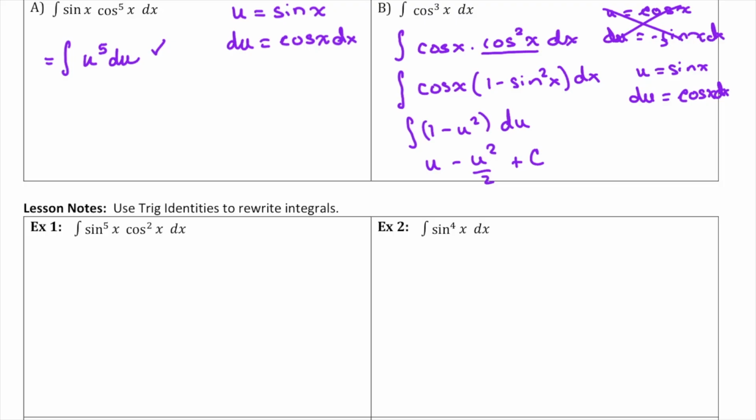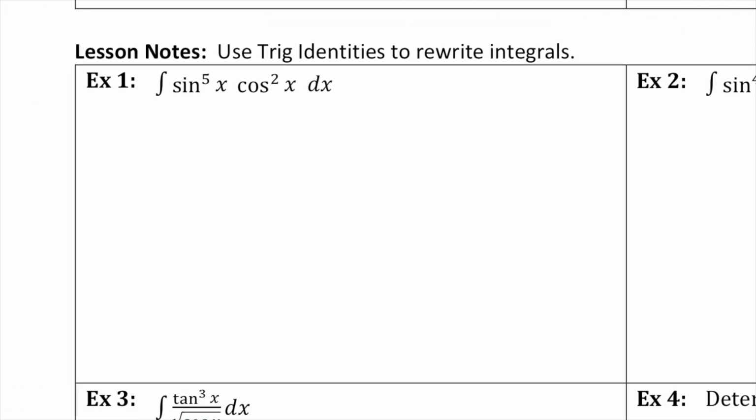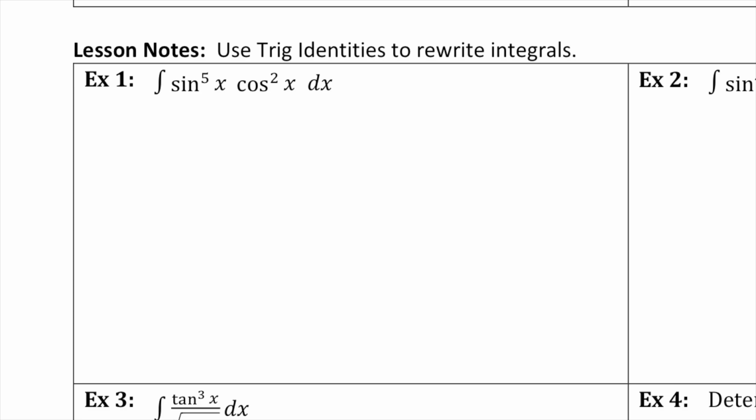Notice your previous question B had an odd exponent, and you were able to take your odd exponent so that it splits into 2 parts, and then you were able to use u substitution. Let's see if we can do something similar with example 1. We have the sine to the 5th power of x.